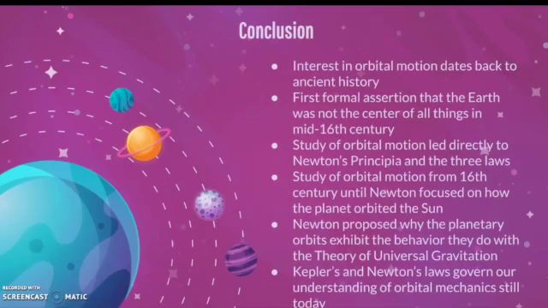So in conclusion, the interest in orbital motion dates back to ancient history. The first formal assertion that the Earth was not the center of all things was around the mid-16th century. The study of orbital motion led directly to Newton's Principia and the 3 laws that we consistently use in physics and aerospace engineering and a lot of other fields today. The study of orbital motion from the 16th century until Newton focused on how the planets orbited the Sun. Then Newton proposed why the planetary orbits exhibit the behavior they do with the theory of universal gravitation. And Kepler's and Newton's laws govern our understanding of orbital mechanics still today.